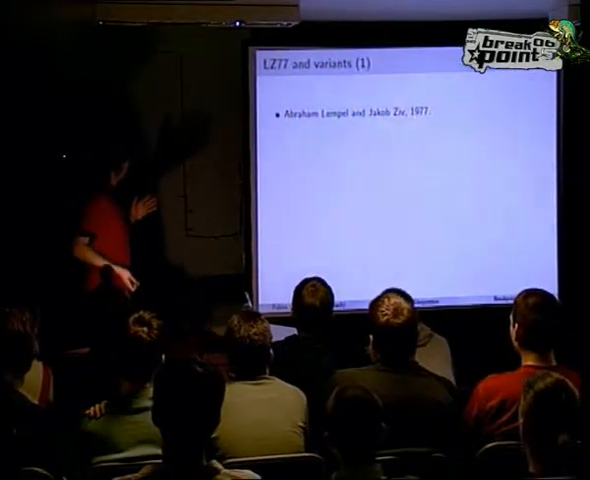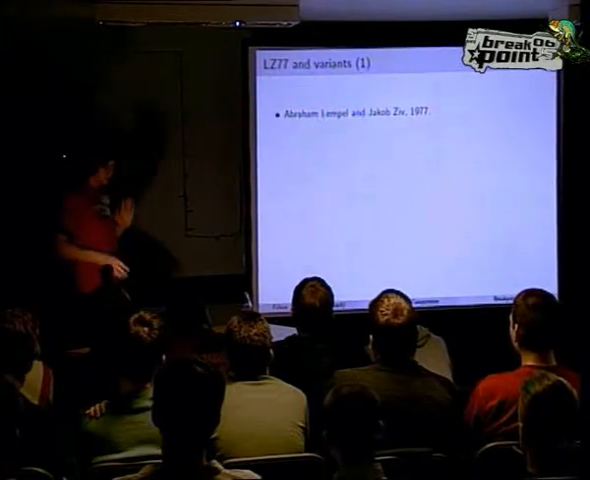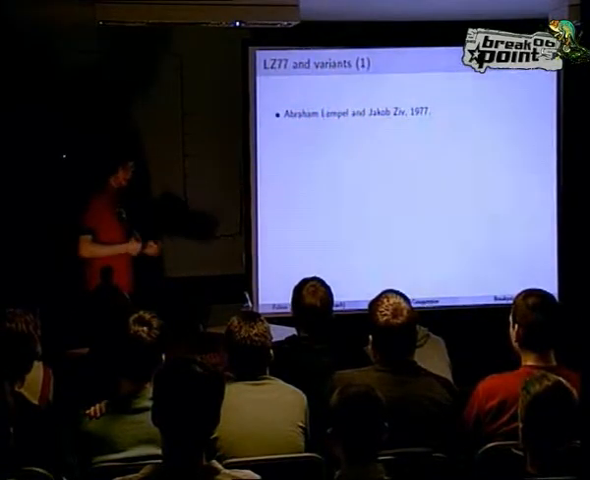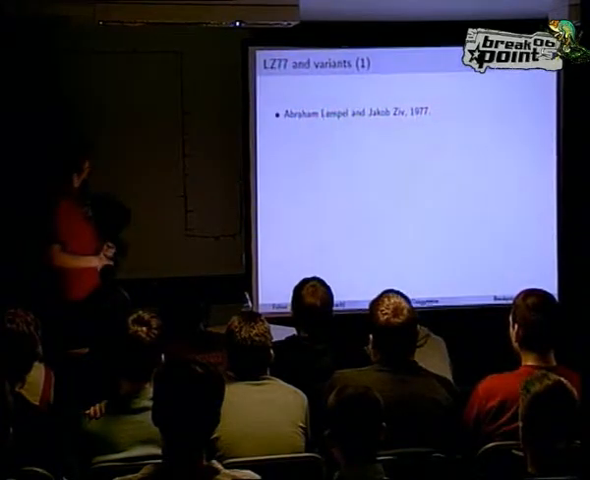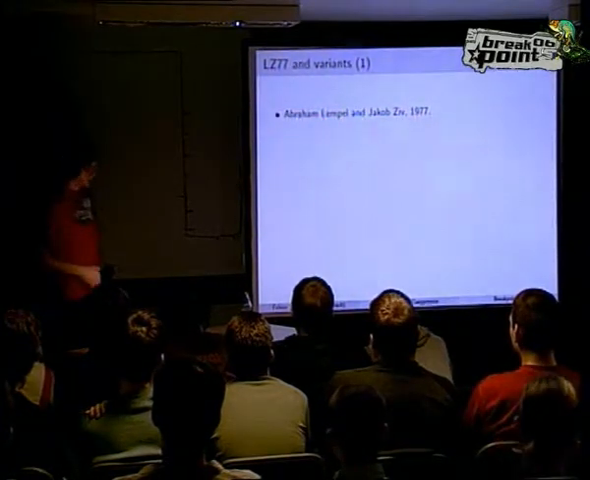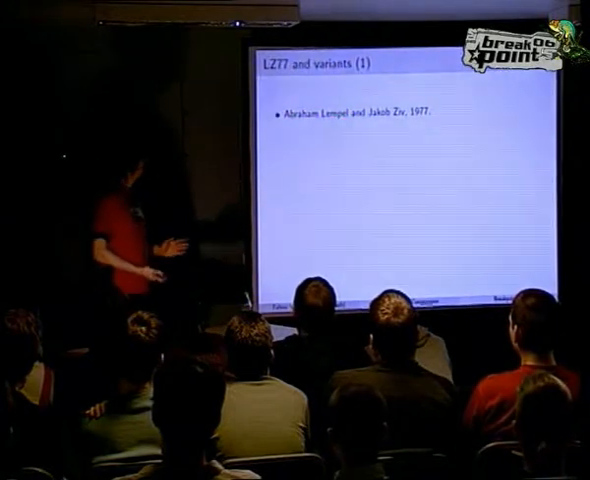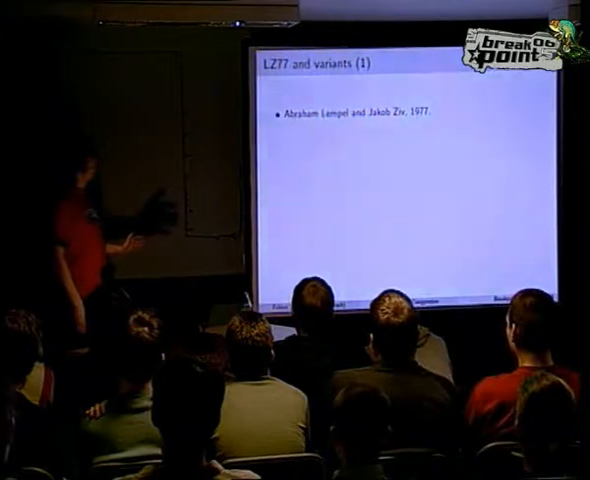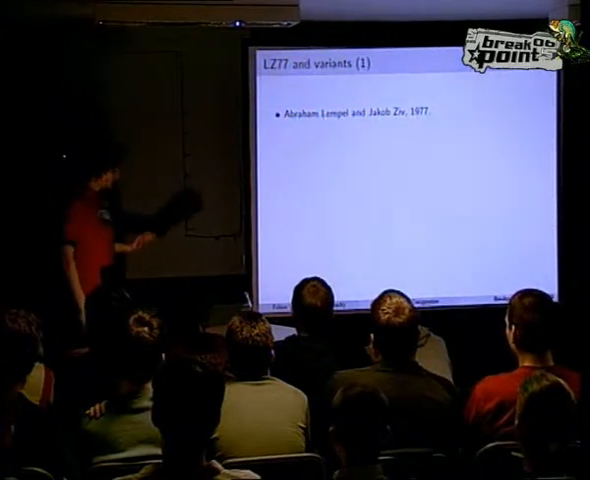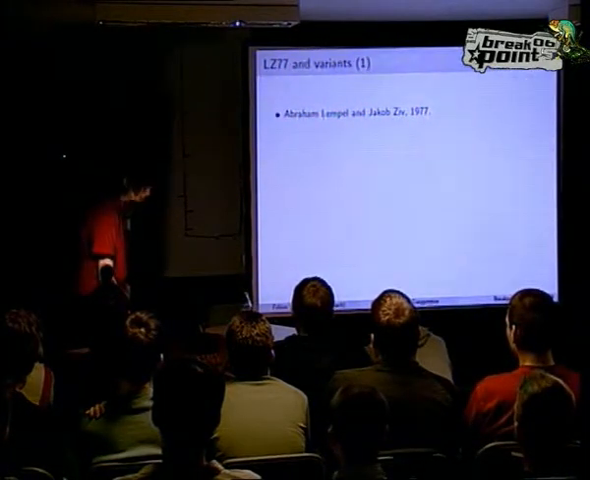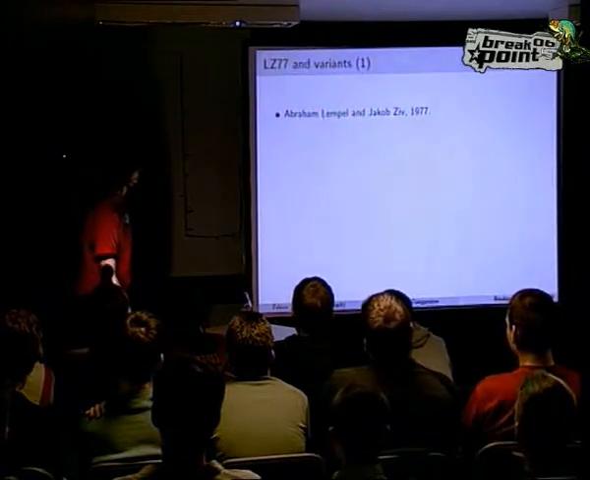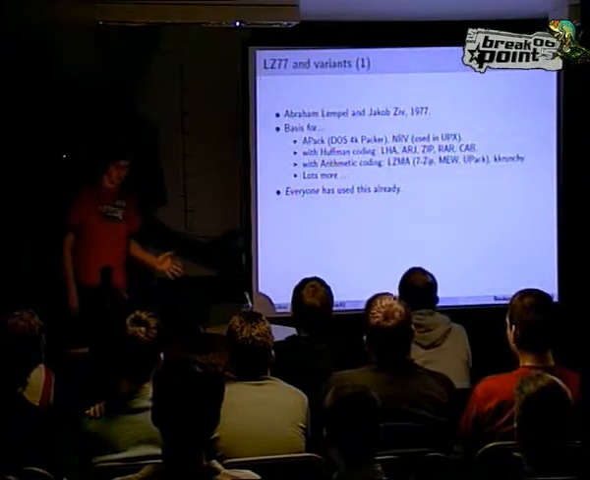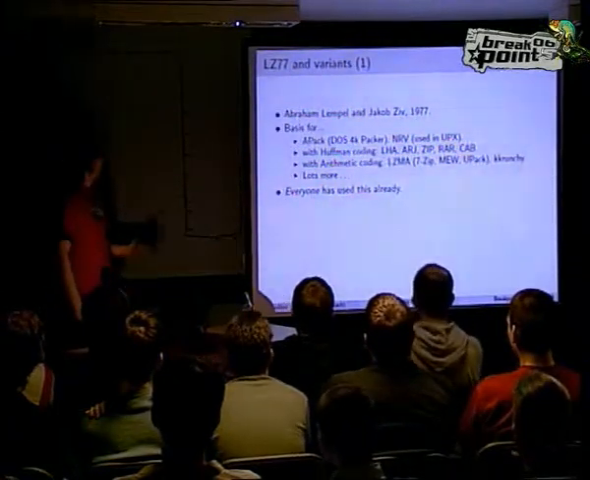So, implicit dictionary methods. The most popular and most well-known of that is the so-called LZ77 scheme, and variants of it, which is done by Abraham Lempel and Jacob Ziv in 1977. This is really probably one of the most important publications in the data compression world, because this algorithm is the basis for basically most packers you've used in your life.